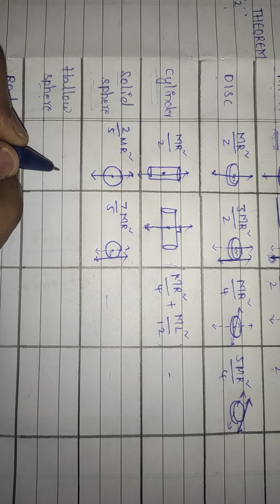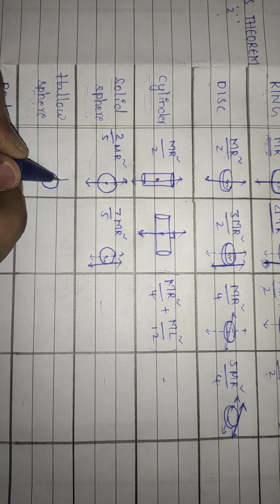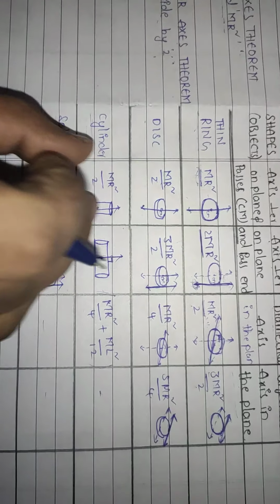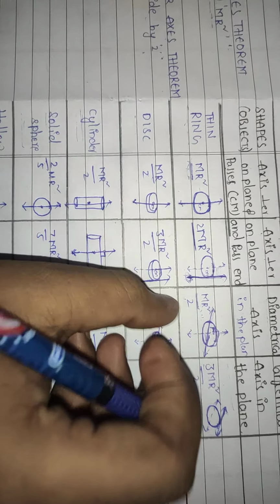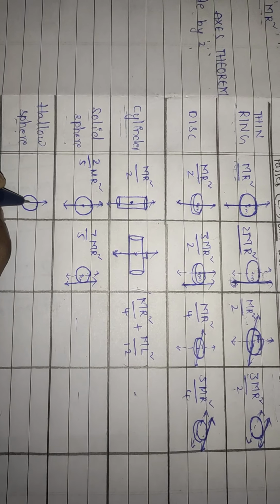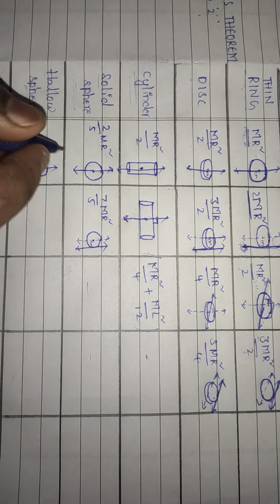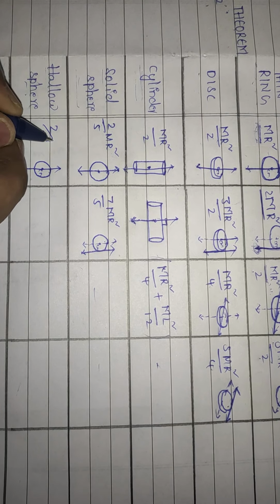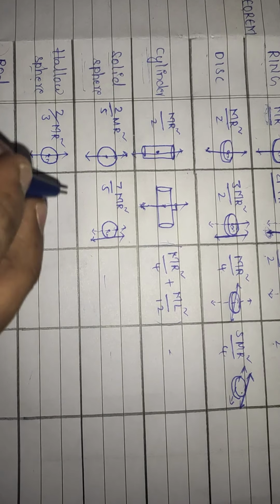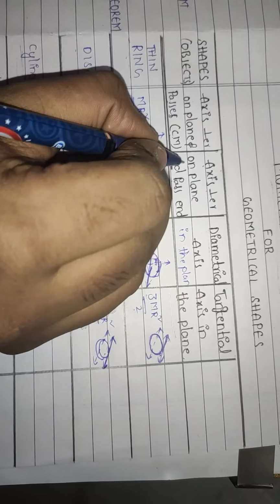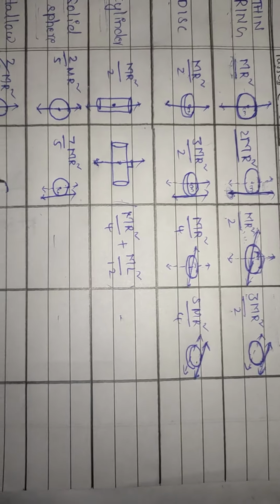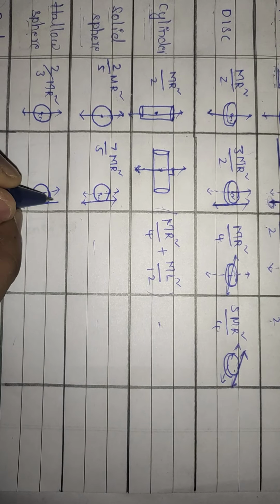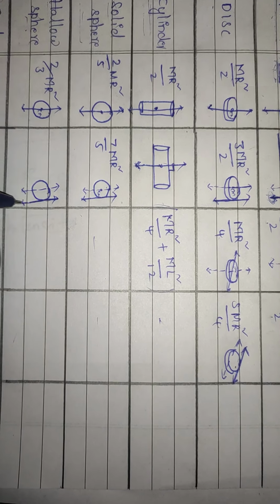Hollow sphere. For the hollow sphere, the first one we have to remember, the first column, for all the objects, the first column we have to remember. By this only these three will become. Okay. For the hollow sphere it is 2 by 3 mr square. Okay, and the axis perpendicular to the plane and passing through the end means the diagram will be, this is the first axis, the diagram will be like this. We have to calculate for this axis.